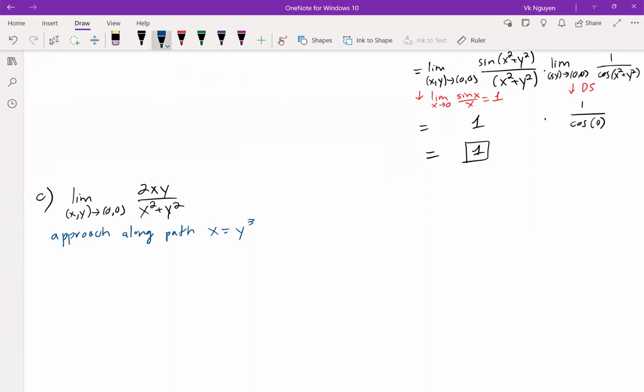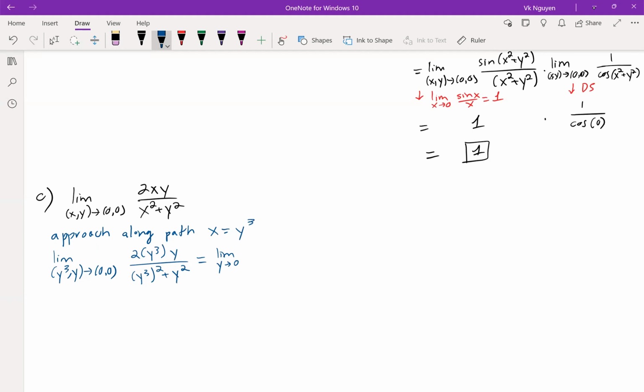What does this mean? It means that in the limit, x equals y cubed, so we have y cubed, with (x, y) going to (0, 0). Make sure you're able to go to (0, 0), because if you don't, then it is not a good path. Okay, so 2 y cubed times y over y cubed squared plus y squared. Well, this is the same as y.